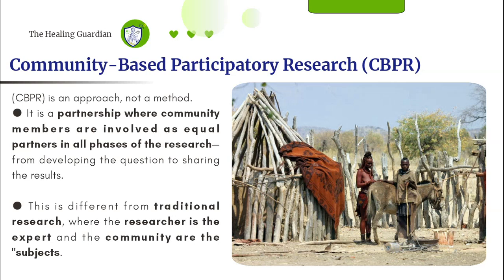When you go out to do research in public health, there is a type of research called community-based participatory research, that is CBPR, and it is different from traditional research. Here, you, the researcher, have to partner with the community. The community members are involved as equal partners in all phases of your research, starting from developing the research question to sharing the results. So you involve the population of study in the process, not looking at them as subjects.